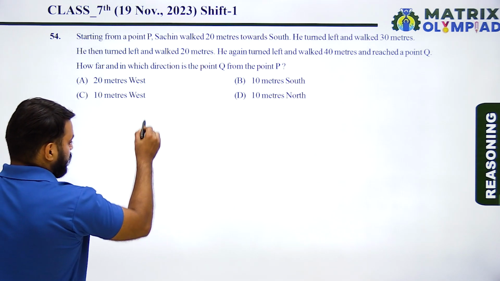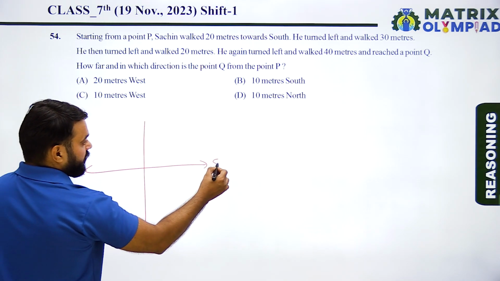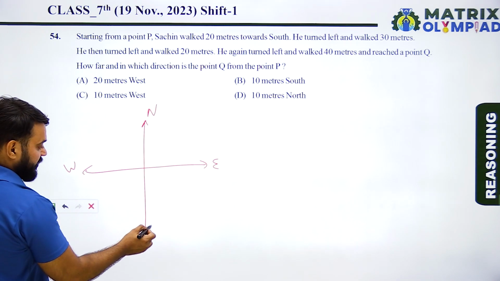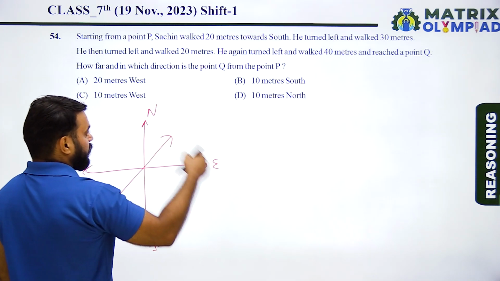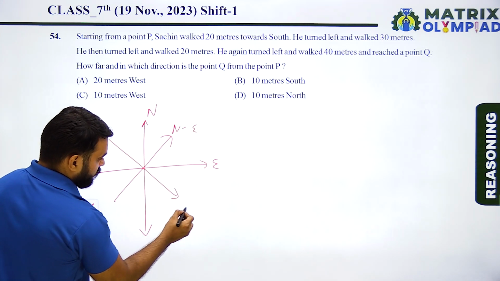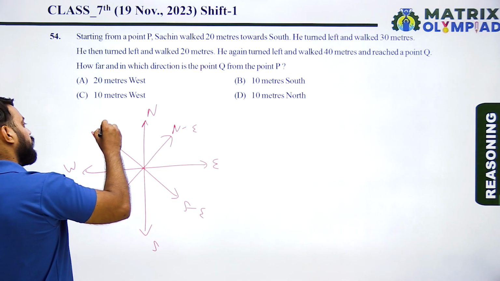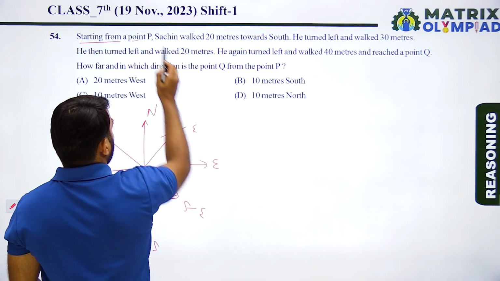Before starting this question, we should know that there are four main directions. One is east, this is north, this is west, and this is south. And there are four cardinal directions. This is known as northeast, this is known as southeast, this is known as southwest, and this is known as northwest.